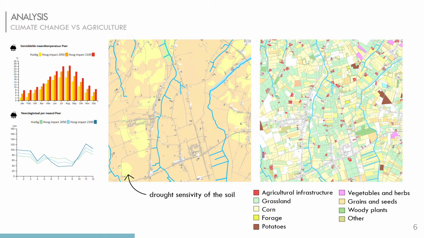You can see on this map that where there is intensive farming, the subsoil is even more sensitive to the drought.